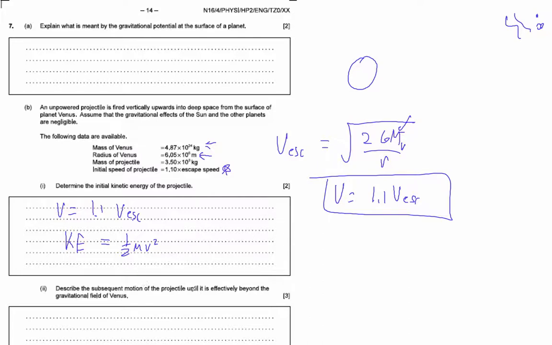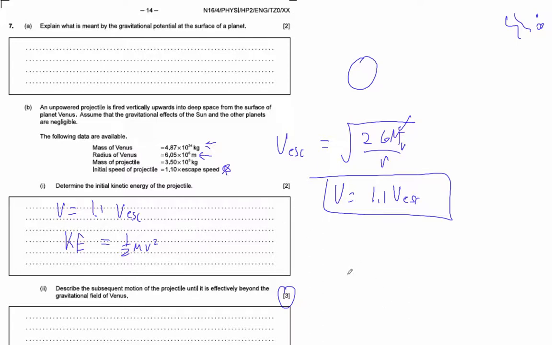Then it says, describe the subsequent motion of the projectile until it's effectively beyond the gravitational field of Venus. Do your best. You've got 3 marks. Think of the 3 things that are going to happen. Remember that it's given 1.1 times its escape speed, so it's never going to stop.